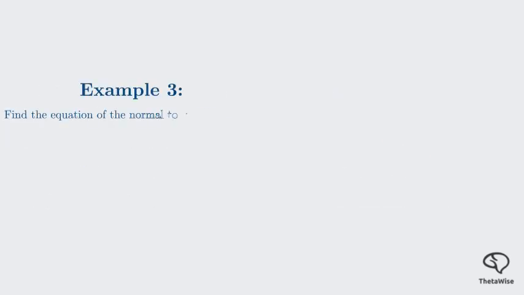Let's work through a full example. Find the equation of the normal to the curve y equals 8 over x at the point where x equals 2. First, we need the y-coordinate. When x is 2, y is 8 divided by 2, which is 4. So our point is 2, 4.